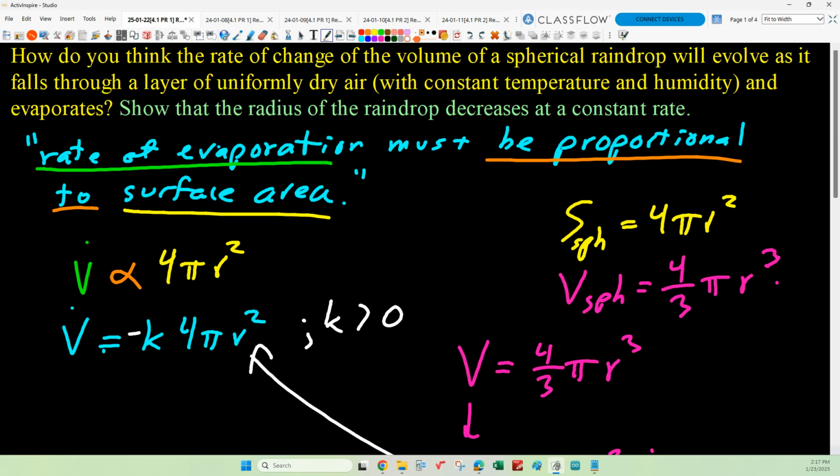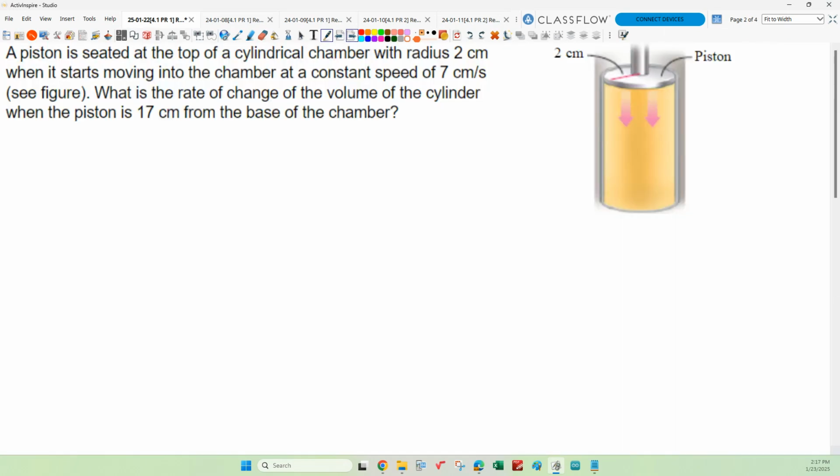All right, let's look at something a little more concrete. So what about something like this? A piston is seated at the top of a cylinder chamber. So here's our piston, here's the chamber, with a radius of 2 centimeters. When it starts moving into the chamber at a constant speed of 7 centimeters per second, what is the rate of change of volume of the cylinder when the piston is 17 centimeters from the base of the chamber?